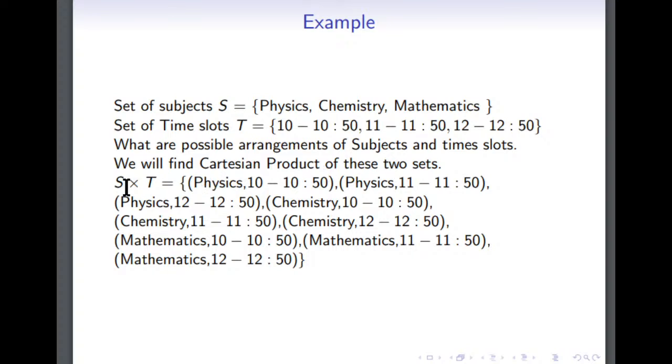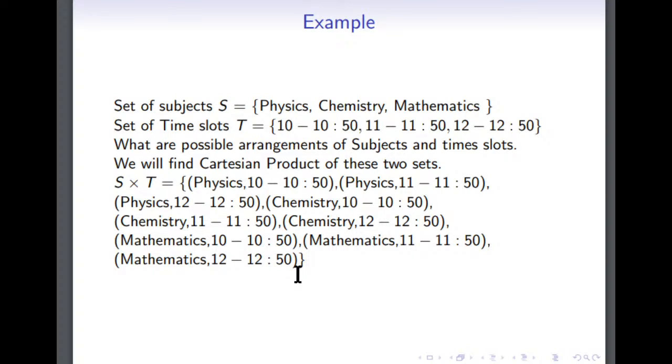The Cartesian product will be as follows. Physics can be taught in the first slot of 10 to 10:50. Physics can also be taught in the second slot 11 to 11:50, and physics can also be taught in the third slot 12 to 12:50. Now the same case is possible with chemistry. Chemistry can be taught in the first slot of 10 to 10:50, in the 11 to 11:50 slot, and in the third slot 12 to 12:50. Now the same case is possible with mathematics. Mathematics can be taught at 10 to 10:50, at 11 to 11:50, and at 12 to 12:50.